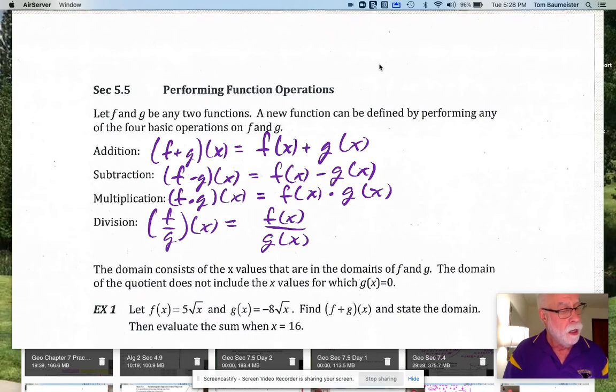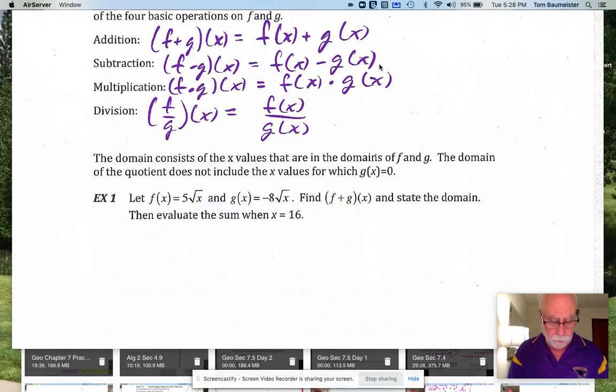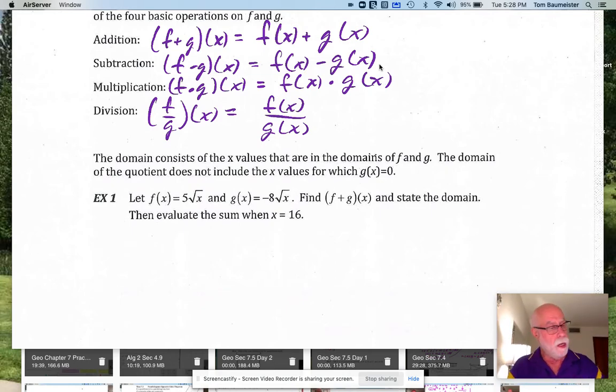So I have 4 examples. I'm doing addition on the first one, subtraction on the second one, etc. So the domain consists of the x values that are in the domains of f and g. The domain of the quotient does not include the x values for which g of x is equal to 0. Remember, when g of x is equal to 0, if it's division, it's not going to work. We're going to have an error on our calculator. So let's go ahead and look at the first one.